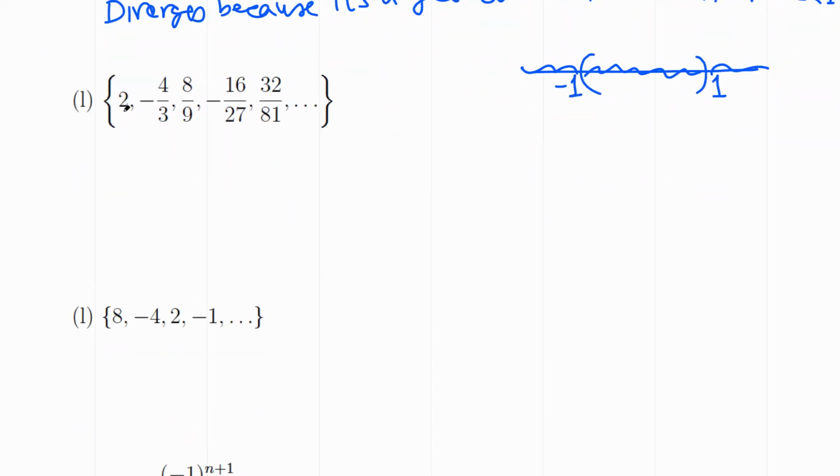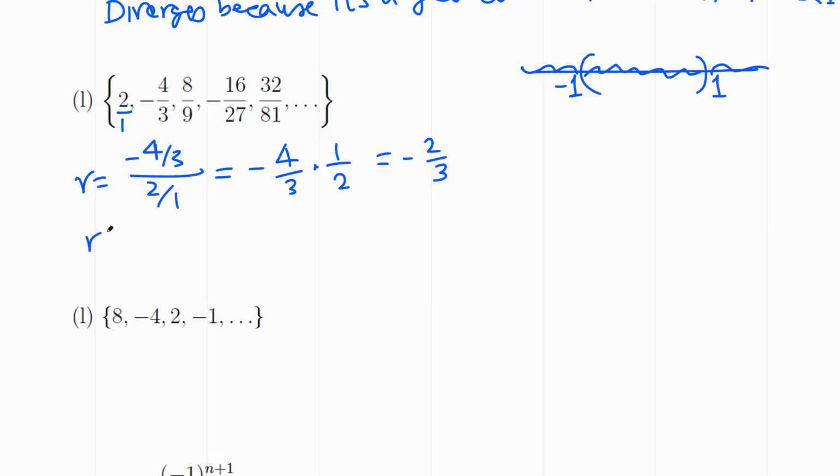Looks like the same thing here, because 2 is 2 over 1. 2 times 2 is 4, 4 times 2 is 8, 8 times 2 is 16. So it looks like a geometric sequence. Let's confirm that. The common ratio would be the second term divided by the first, negative 4/3 divided by 2. If we simplify, this becomes 1/2, so negative 2/3.